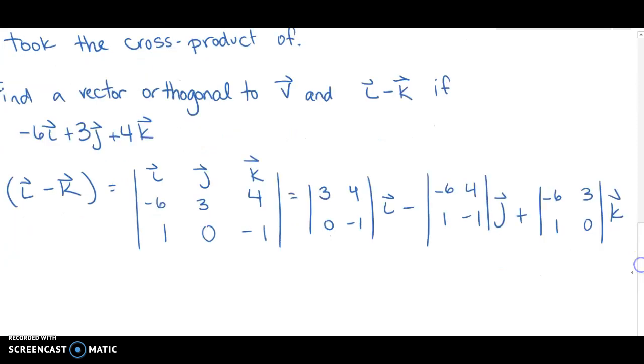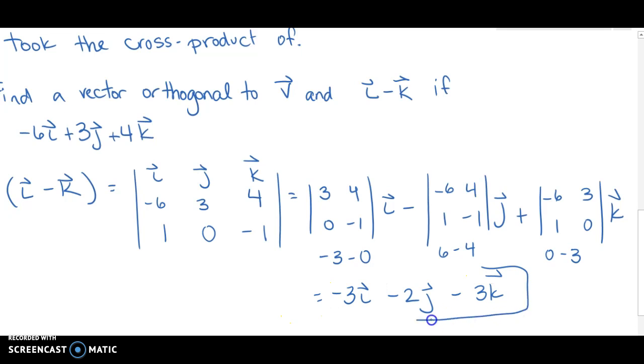Then we do the determinants. Upper left times lower right is negative 3, minus 4 times 0 is 0, so you get negative 3i. Then the next one: negative 6 times negative 1 is 6, minus 4, you get 2, and there's a minus there, so minus 2j. Then negative 6 times 0 is 0, minus 3 times 1 is 3, so we get negative 3k. This is your answer, the vector that is orthogonal to both v and the i minus k vector.